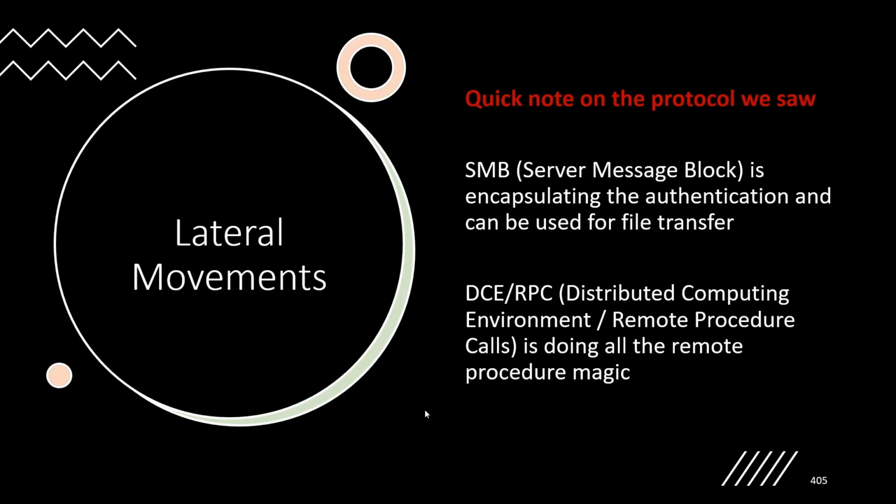Side note, I kind of covered that earlier, but SMB and DCERPC are two different things that use two different ports. SMB is just Server Message Block, and it's used to encapsulate the authentication that can be used for file transfer and a bunch of other functionality. DCERPC is Distributed Computing Environment Remote Procedure Call, aka execute whatever the hell you want on the remote system if you're allowed to. So it's important to make that distinction. As I pointed out, you don't need SMB to perform lateral movement.